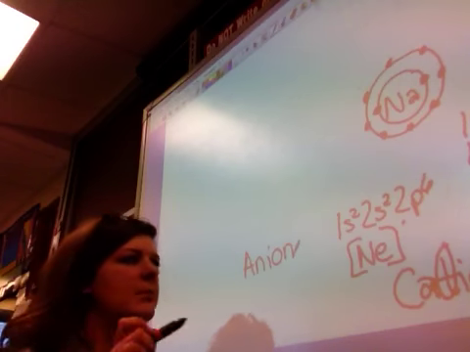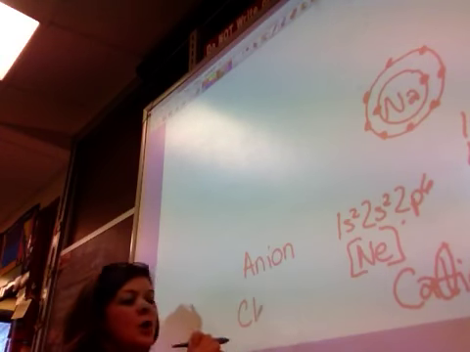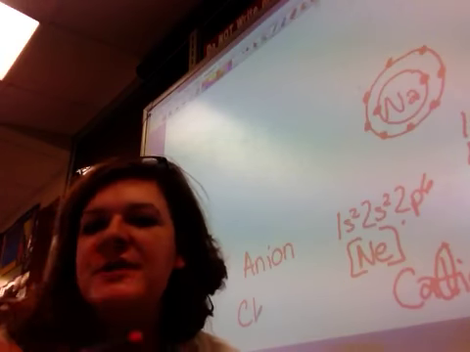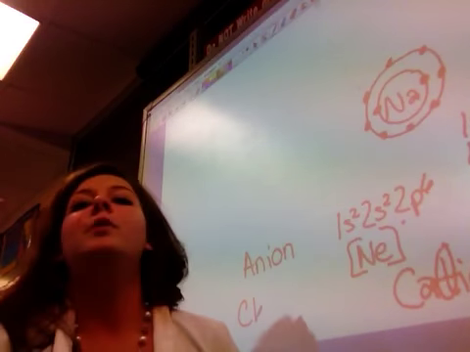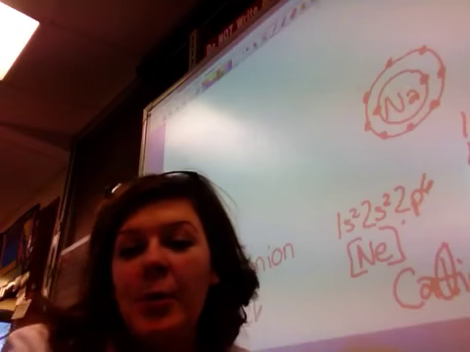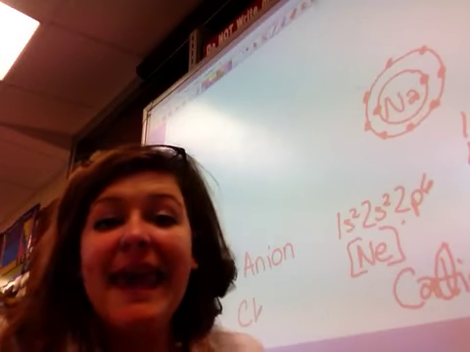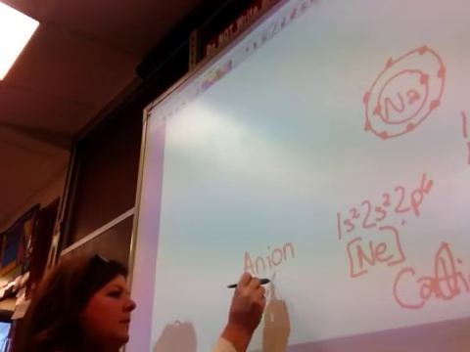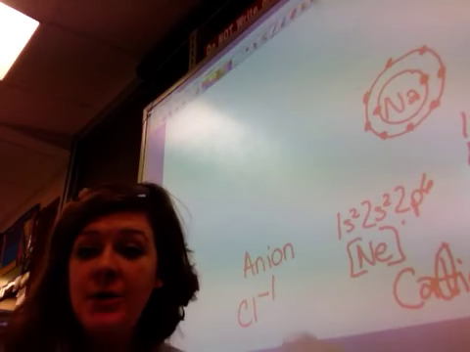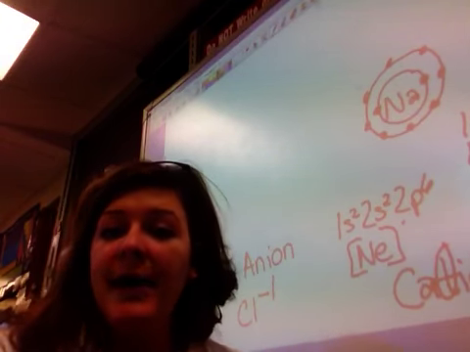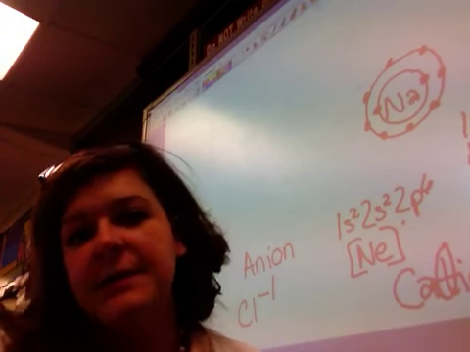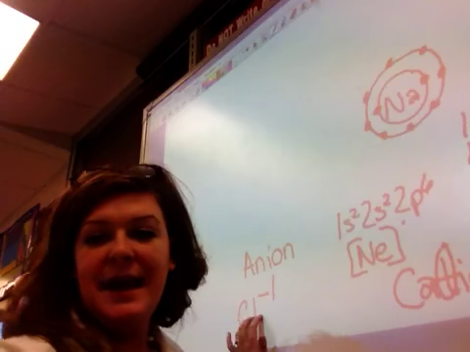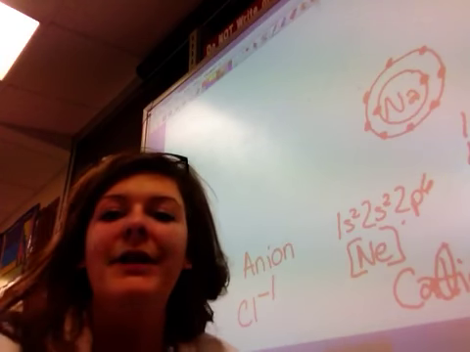So let's look at chlorine. Chlorine, what does it want to do? Does it want to gain an electron or does it want to lose 7? Wants to gain 1. So chlorine wants to gain 1 more electron. If it gains an electron, what charge would it have? It would have a -1 charge. Because it gained an electron, it gains more negative charges. That is considered then an anion. So any element that has a negative charge to it is called an anion.